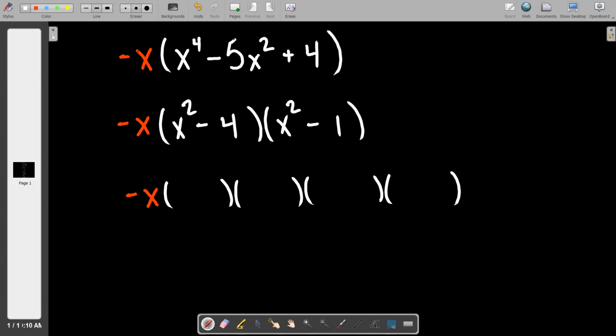So what does my first one break to? X plus 2, x minus 2, and my second one is x plus 1. Right, so that's a very, very factorable expression.